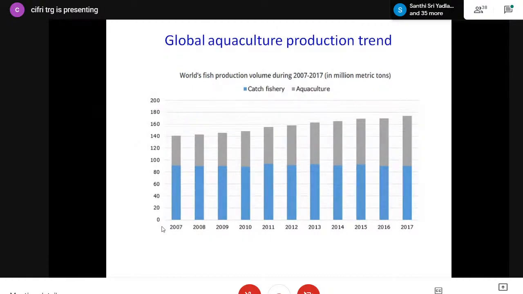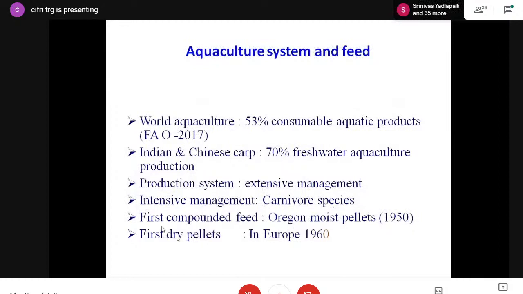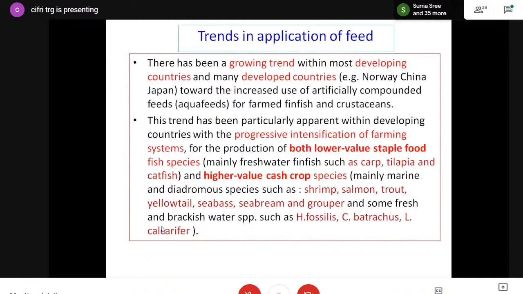Aquaculture means feed, fertilizer, medicine, seed, all these things. So when we resort to aqua farming, we should take into account all of these: feed, health, fertilizer, and good, quality seed. And as you progress in aqua farming, there is a growing trend of feeding management, both in developed countries and in developing countries.